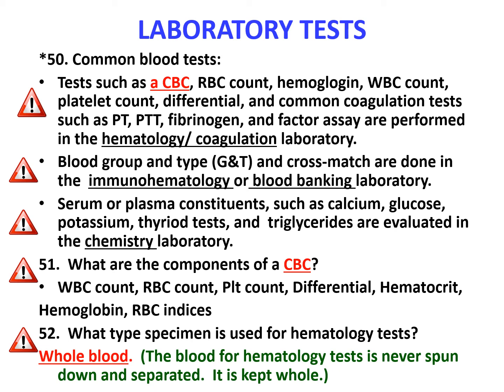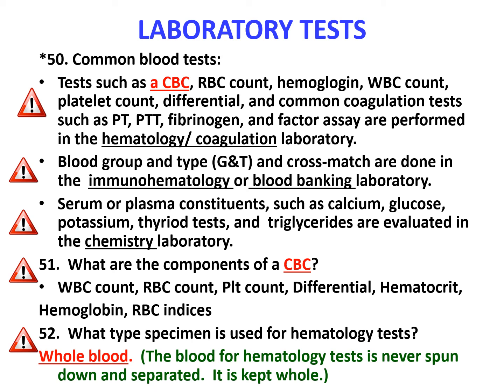So what type of specimen is used for hematology tests? Whole blood, right? How can we count cells? How can we count how many white cells are there? How many platelets are there if it's not whole blood, okay? And so hematology tests are usually done in a lavender or purple top tube that has an additive in it, which would be an anticoagulant to prevent that blood from clotting, so you could run that test on whole blood.